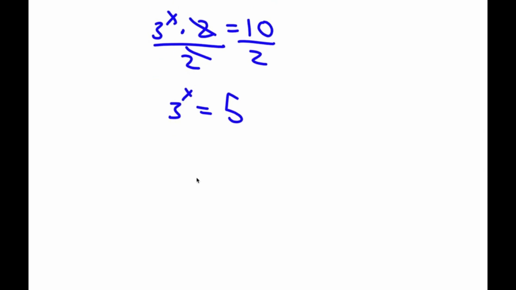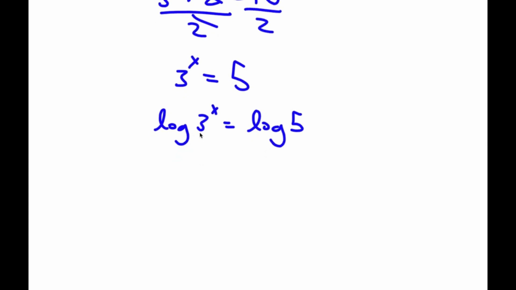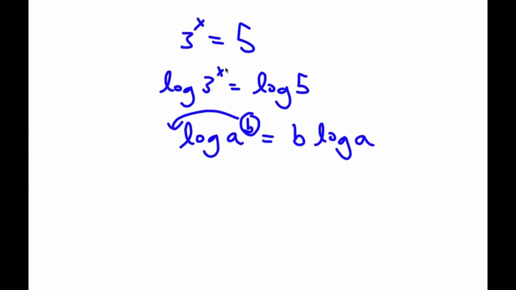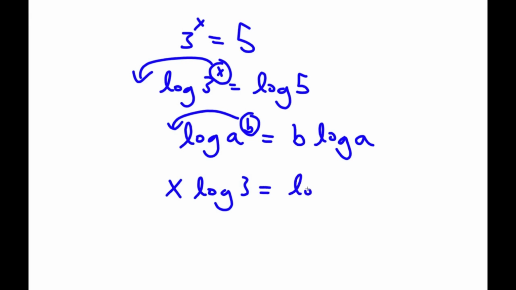Now to solve this problem, I'm going to be taking the log on both sides. So now I have log 3 to the power of x is equal to log 5. And now an important property of logarithms is that if I have something in the form log a to the power of b, I can actually move this exponent b to the front of the logarithm. So this would equal b times log a. So in this case, I have log 3 to the power of x. I can move my exponent x to the front. So I'd have x times log 3 is equal to log 5.